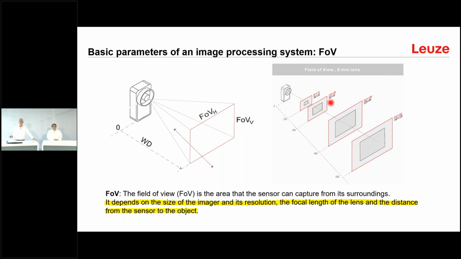Here you see for a lens with 8 mm focal length, you see the different field of view related to the working distance. If you are close, field of view is small. If you are far, field of view is larger. The red line is indicating the high resolution model, and the black line is indicating the low resolution model.